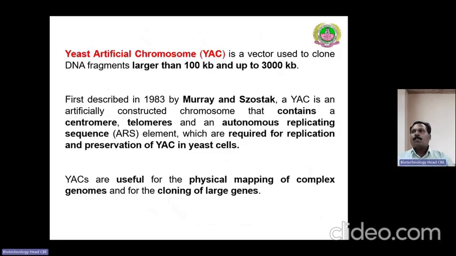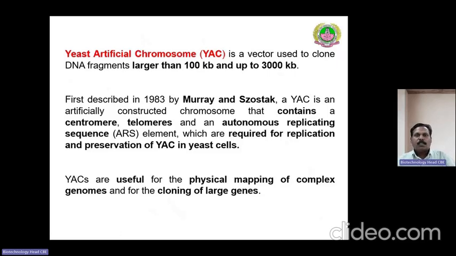The next artificial chromosome is YAC, that's yeast artificial chromosome, which has the insert carrying capacity of about 100 kilobase pair up to 3000 kilobase pair. This is 10 times larger than the BAC system itself, or 300 times larger than the conventional plasmid system we use for manipulations. So the YAC system was first described by Murray and Szostak.